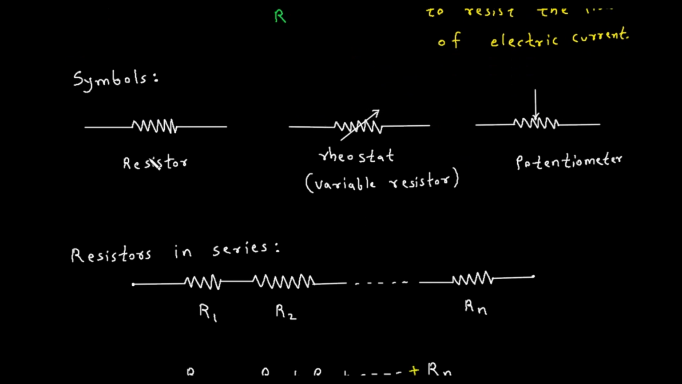Now again here are some symbols for resistor. So this is the symbol for fixed resistor we can say. Now here, this is the symbol for variable resistor, or we can say this is a rheostat. Then next, this is the symbol for potentiometer.